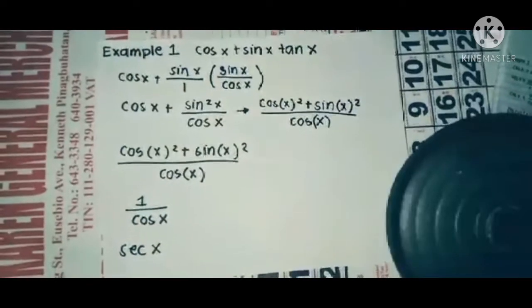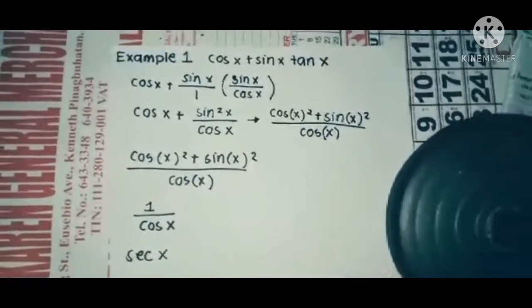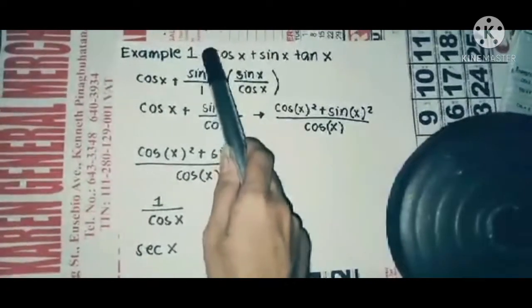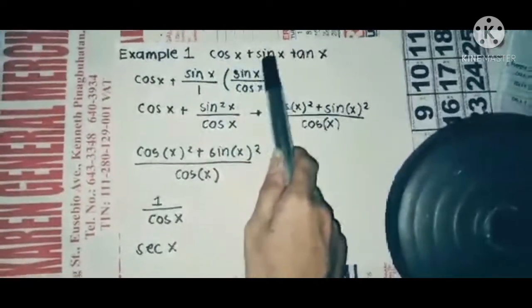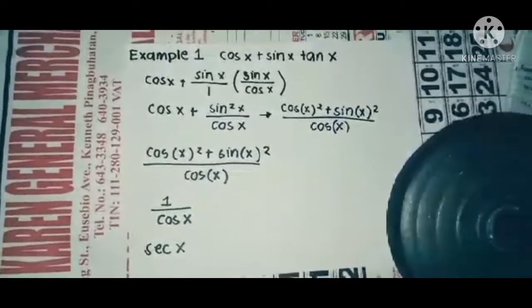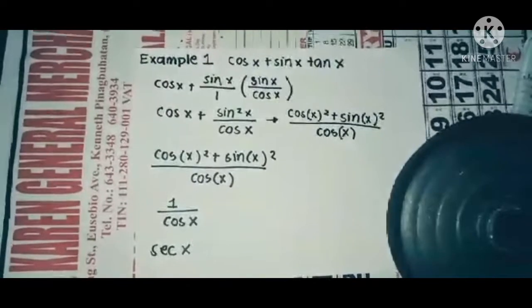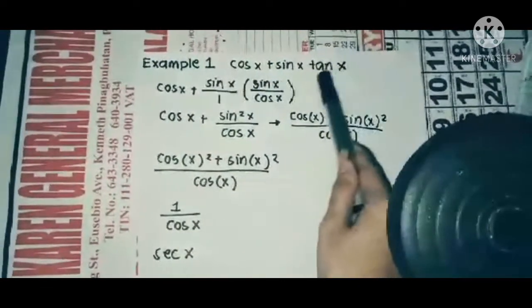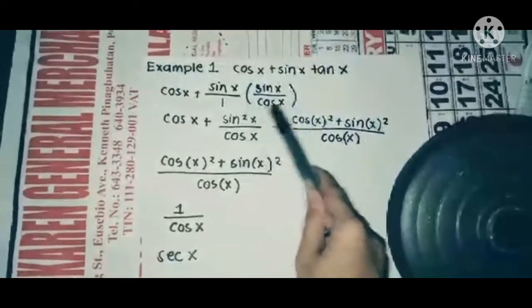So for you to truly understand, I have a number of examples of trigonometric expressions. The first example that I had is cosine x plus sine x tangent x. The first step that I use is the quotient identity for tangent, so tangent is equal to sine x over cosine x.